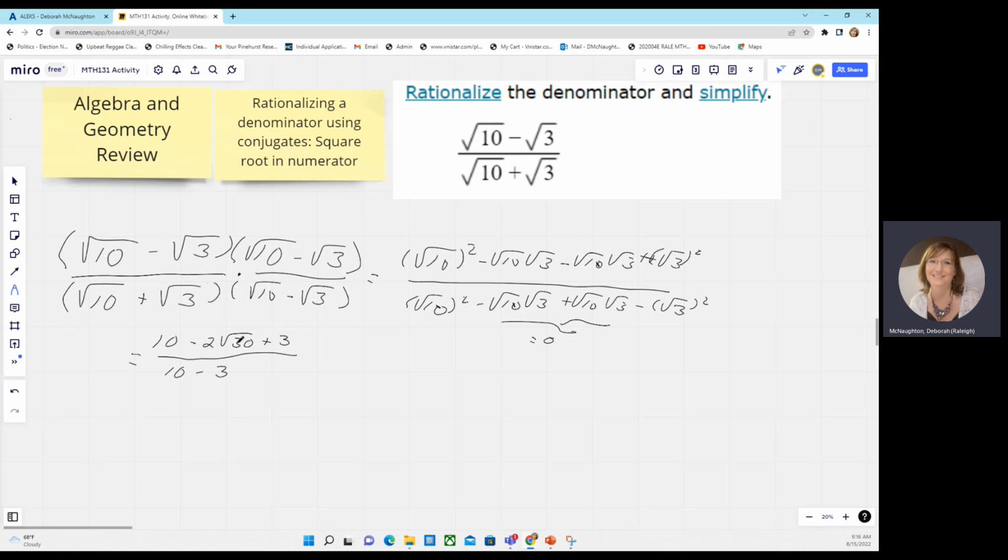So I can add my like terms. So 10 plus 3 is 13. So I get 13 minus 2 square root of 30 divided by 10 minus 3 is 7. And now this answer is fine. So this is the answer that we put into ALEKS.